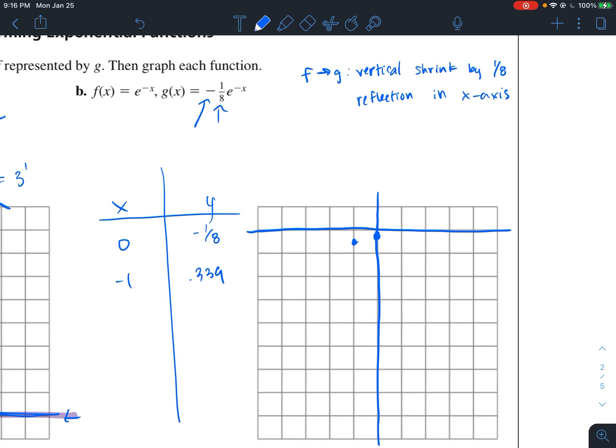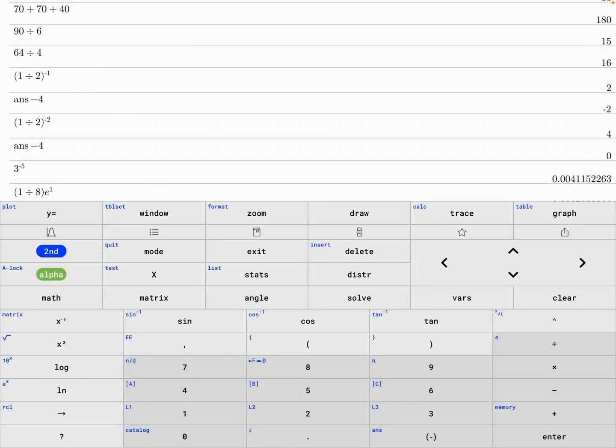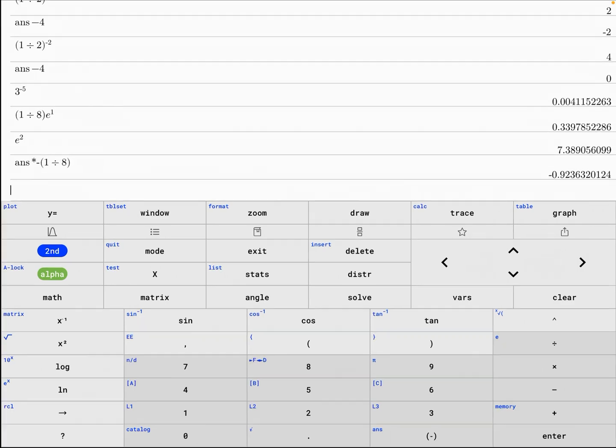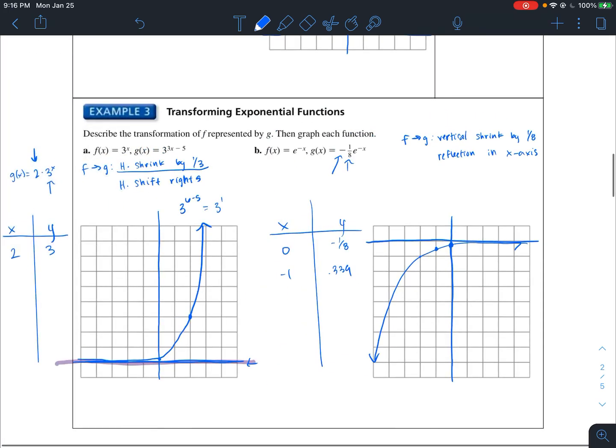If I plug in something like negative 2, it's going to be e squared. And then if I multiply that by negative 1 divided by 8, I get pretty close to 1. Okay, so we're making some progress. In any case, I know the general shape of this, and it's going to keep getting bigger exponentially, and it's going to make a shape like that.